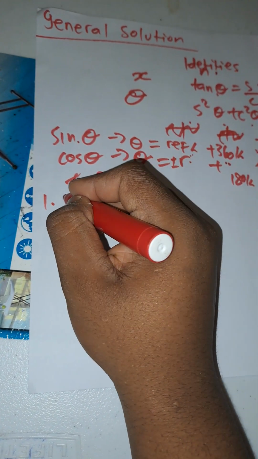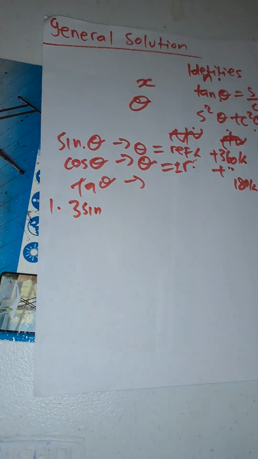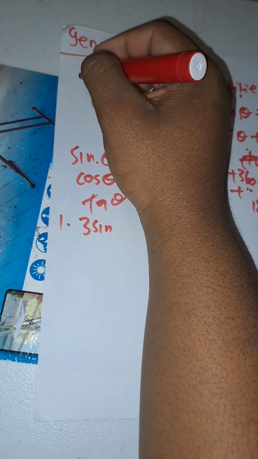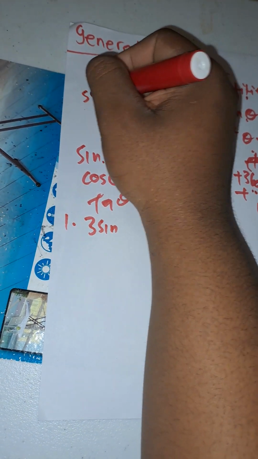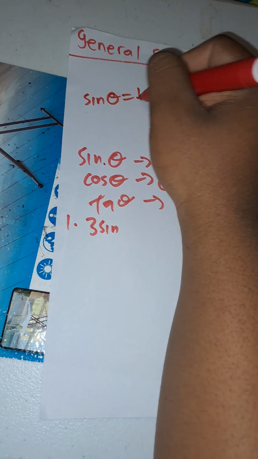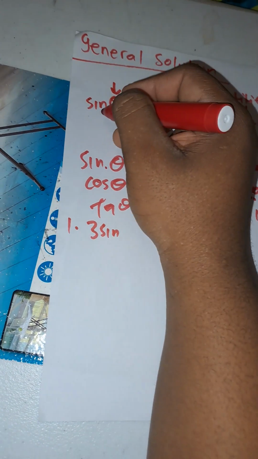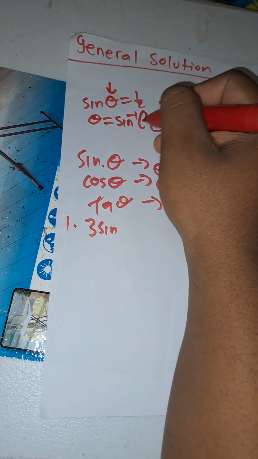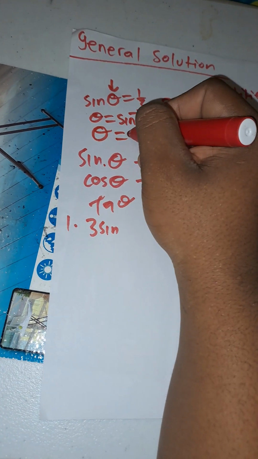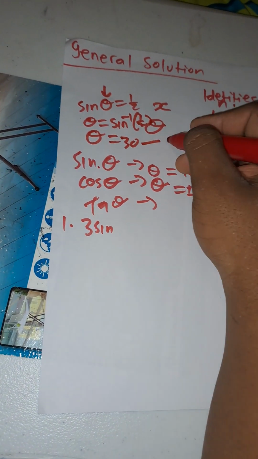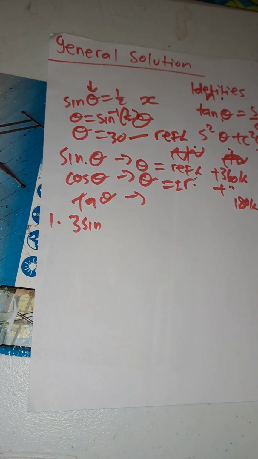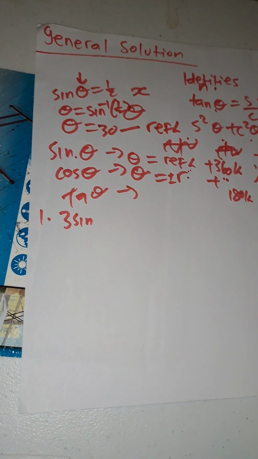So let's just say I have 3 sine. The first thing that you must do, let's revise something. If you have sine theta is equal to half, in order to get this theta, you must do what? You must say theta is equal to arcsine of 1/2, and then you get that theta is 30. And then this theta is going to be referred to as the reference angle. I hope you know how to do it on a calculator. You must know how to do that.